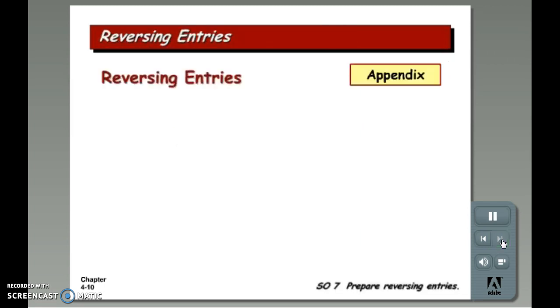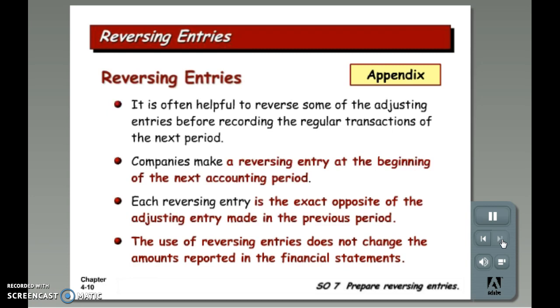The appendix illustrates reversing entries. Reversing entries relate to adjusting entries. Companies make reversing entries at the beginning of the next accounting period. Reversing entries are the exact opposite of the adjusting entry from the previous period.